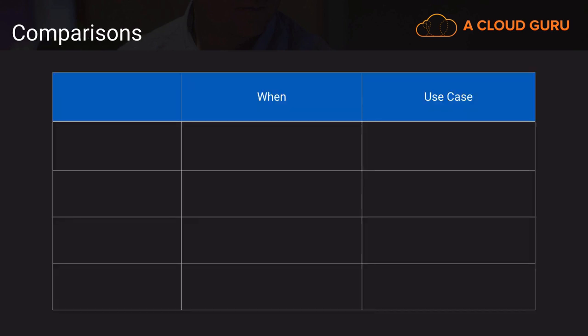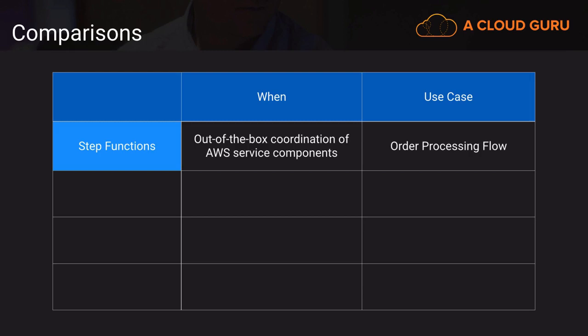Now let's look at some comparisons, because for the CSA Pro exam, just like with Lambda, you're not going to have to know how to specifically write step functions, but rather you should know when they should be used in relation to other services and certain use cases. So step functions should be used when we just need an out-of-the-box coordination of AWS components. An example would be that order processing flow that I showed earlier.